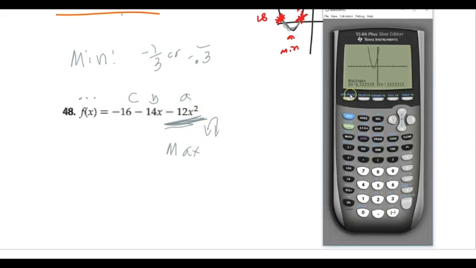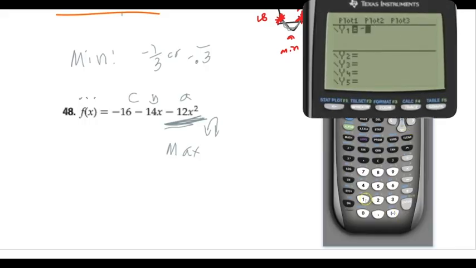Real quickly, y equals negative 16 minus 14, and then minus 12 x squared. Notice I put a negative when it's the first number in what I'm typing in, and I put a subtraction sign when it's in between things. Hit graph. I want to show you this on purpose because when I graph it, I don't see anything. This is not a normal viewing window. I've got to fix my viewing window.